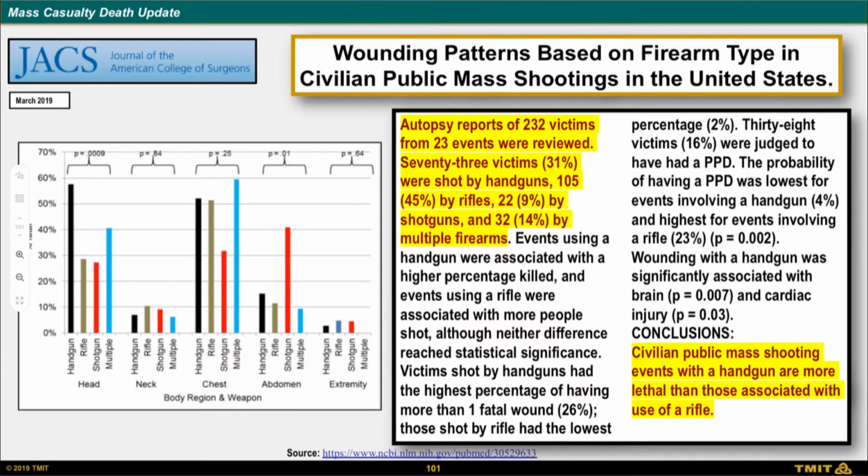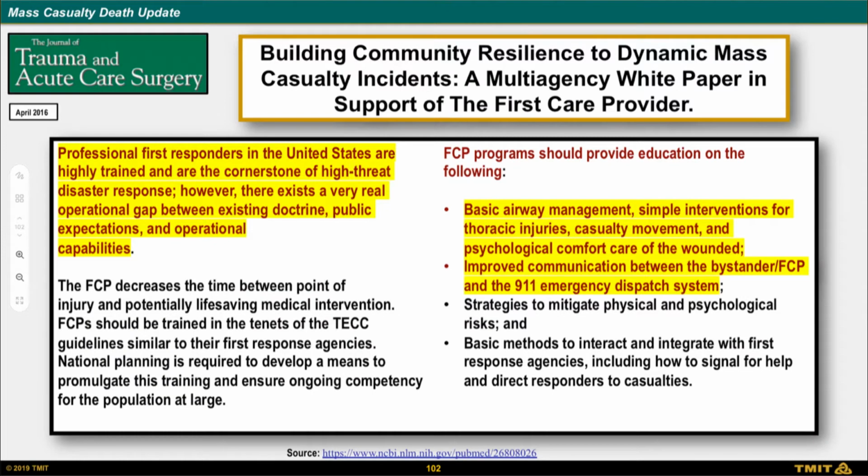In fact, if you look at the data, depending on where the wounding occurs, those who are shot with handguns actually have a higher mortality than those shot with rifles. I'm not sure why that is. This is just data demonstrating what we found from the events that have gone on. Civilian public mass shooting events with a handgun are much more lethal than those associated with the use of a rifle. So how do we approach this?